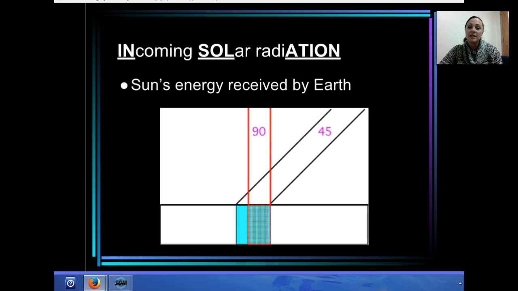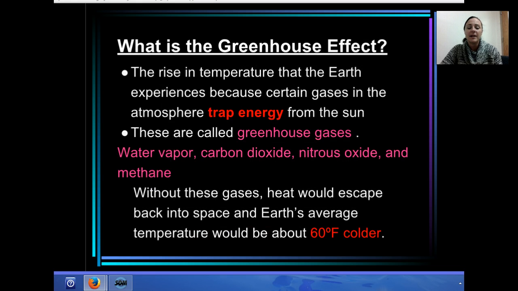Now, before we go into the definition, we need to remind ourselves what insolation is. Insolation is incoming solar radiation from the sun, okay? And you've seen this before, where we know that the way the insolation hits our Earth at certain angles will cause areas to be warmer or cooler depending on that angle of insolation. So let's talk about how that influences the greenhouse effect.